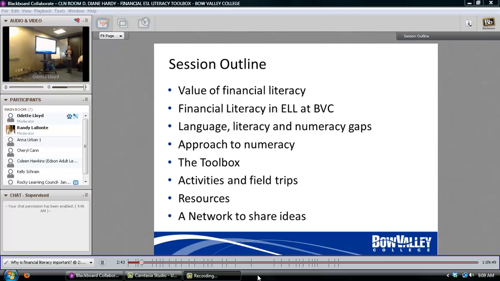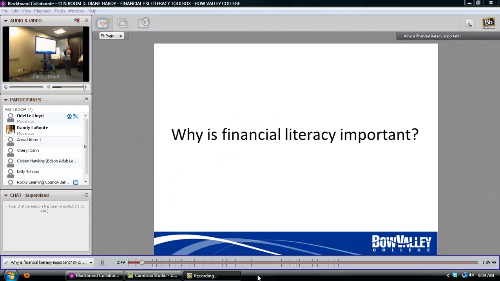So to start with, just quickly at your tables, by yourself or with someone, why is financial literacy important? Thinking about your context, and describing mine, why would you think that financial literacy would be an important component of instruction, particularly for immigrants? Think about it or talk about it.